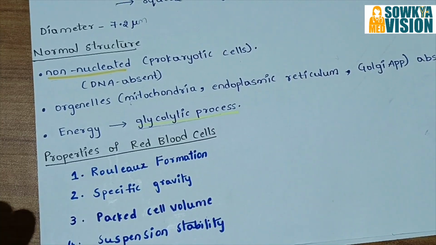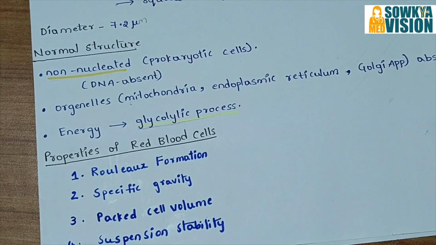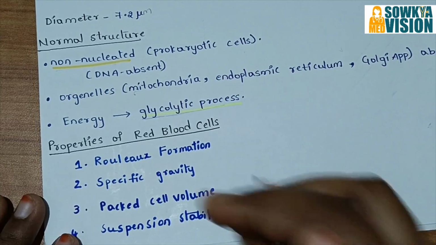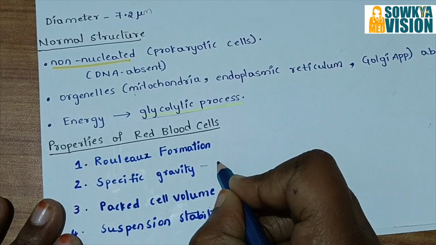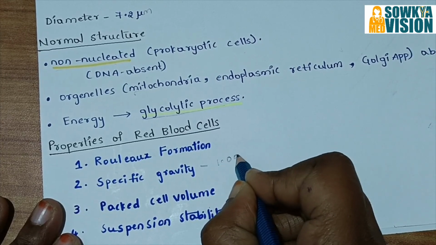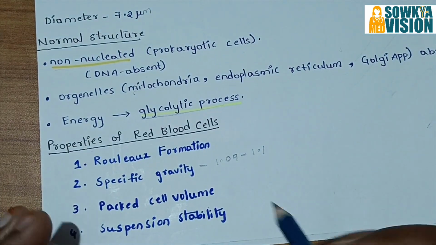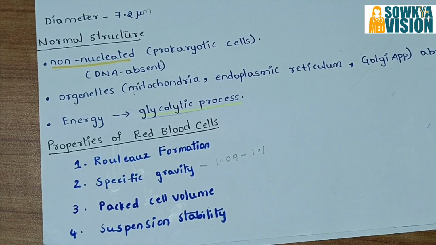What is rouleaux formation? Rouleaux formation is a property of RBC in which the RBCs pile up one on the other like a pile of coins. They pile up on each other and form a rouleaux. Yes, it is a property of RBC. Next, specific gravity. The specific gravity of RBC is 1.09 to 1.1.